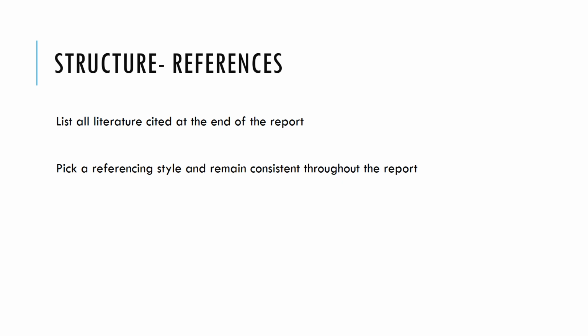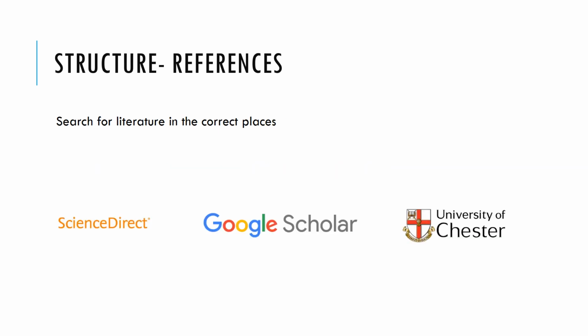So if you have 10 references in a laboratory report, I don't want to see the first 3 as APA, the second 3 as the Royal Society of Chemistry, and the third 3 as the British Medical Journal. They've got to be in a consistent referencing style. And again, make sure you search for the literature in the correct places. Watch Key Skills tutorial 4.